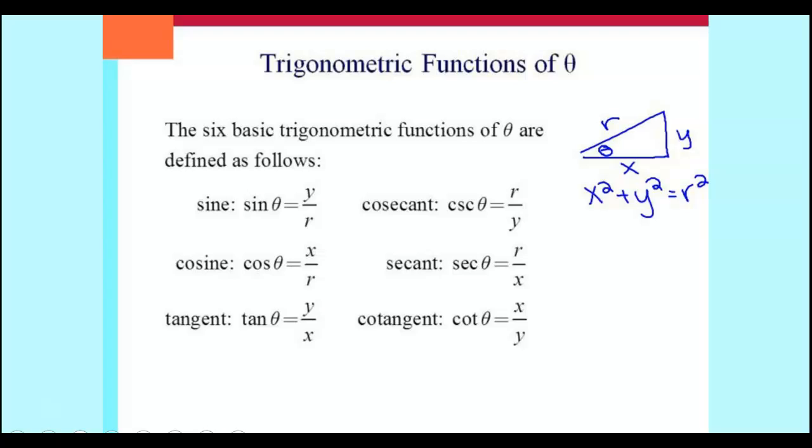Okay, the 6 basic trig functions are defined as follows. Sine theta is y over r, where r is the radius and y is the height. X, y are the points on a unit graph. So x comma y comes from a point on the graph. X, y could be in any quadrant, and that's how the signs come into play, meaning the positive or the negative values.